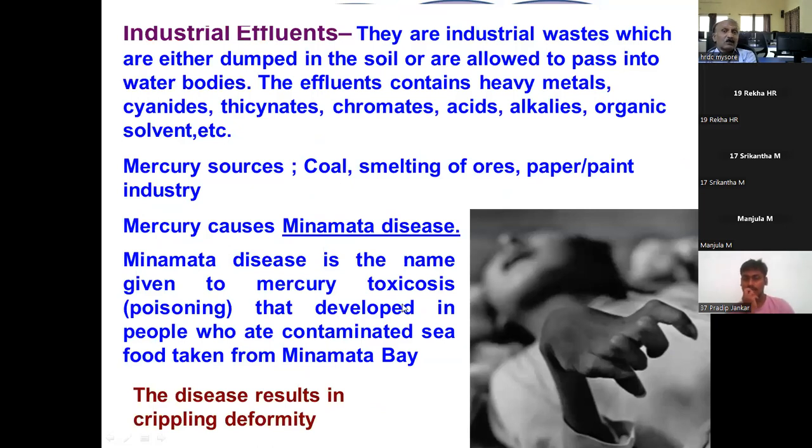Sometimes during man-made activities like nuclear wars or wars, you know that many explosives and others contain mercuric compounds. When these mercuric compounds are released into the water body, it gets contaminated with mercury and results in a disease called Minamata disease. It results in crippling deformity.